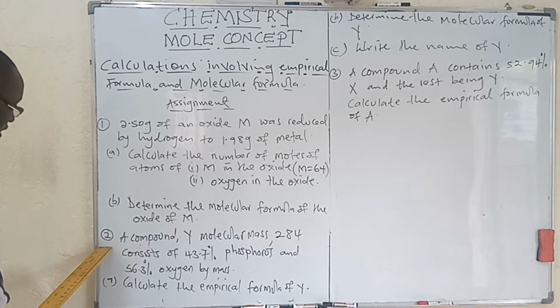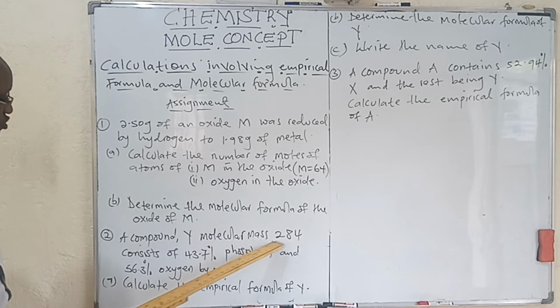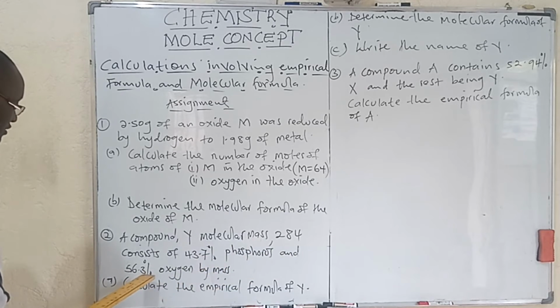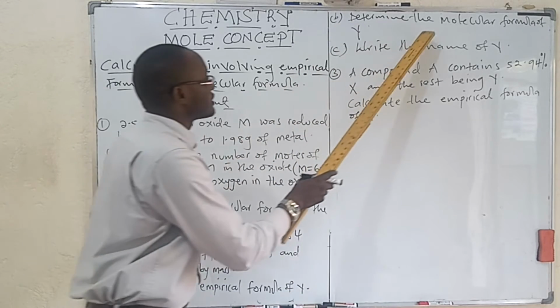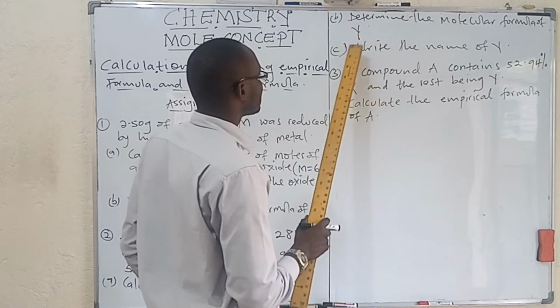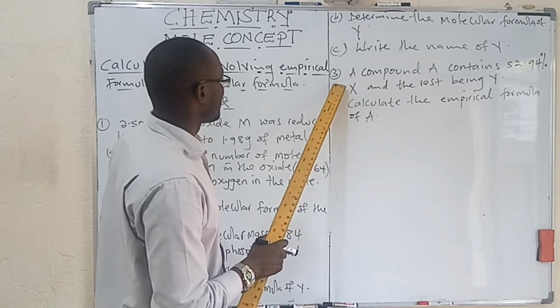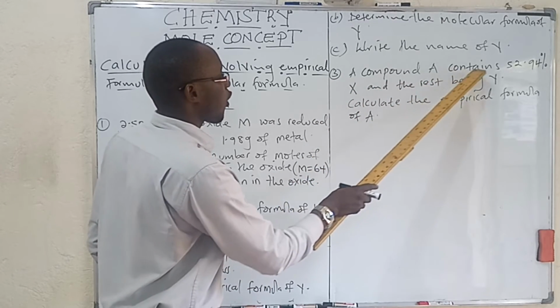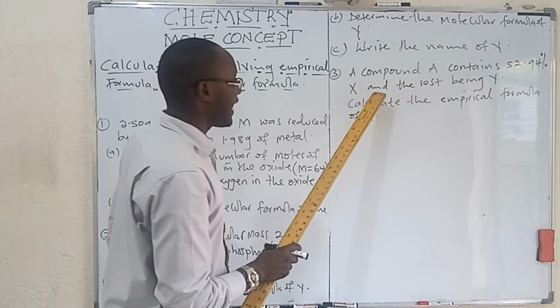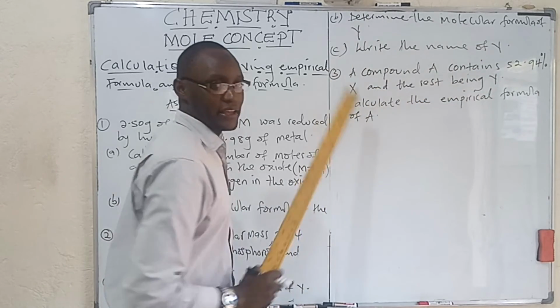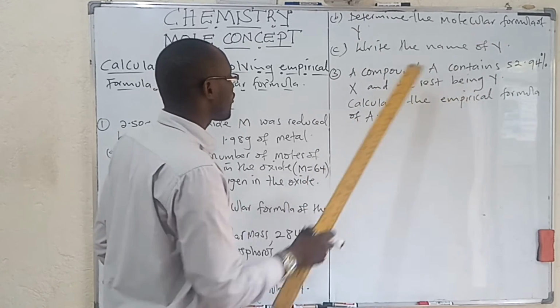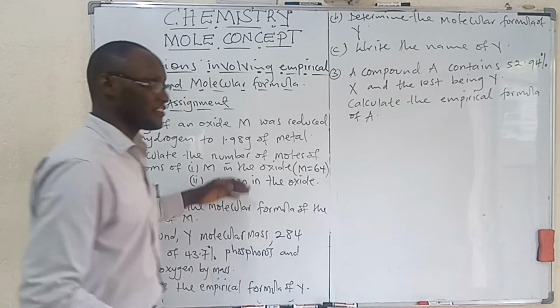Good. Then number 2, a compound Y, molecular mass 284, consists of 43.7% phosphorus and 56.3% oxygen by mass. Part A, calculate the empirical formula of Y. Part B, determine the molecular formula of Y. Part C, write the name of Y. Very interesting question. Then number 3, a compound A, capital A, contains 52.94% X, and the rest being Y, capital Y. Calculate the empirical formula of capital A. So this is your exercise.